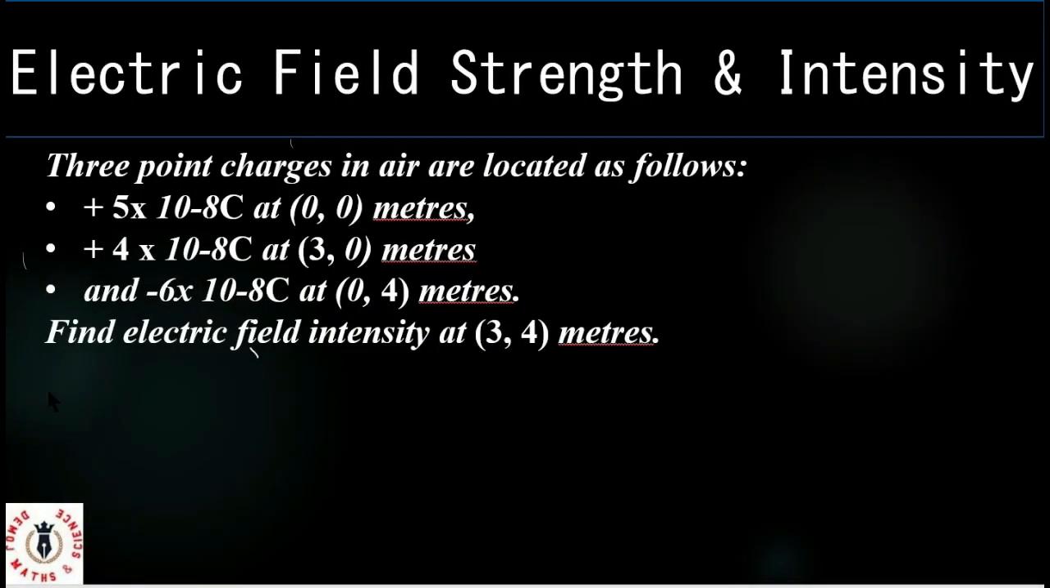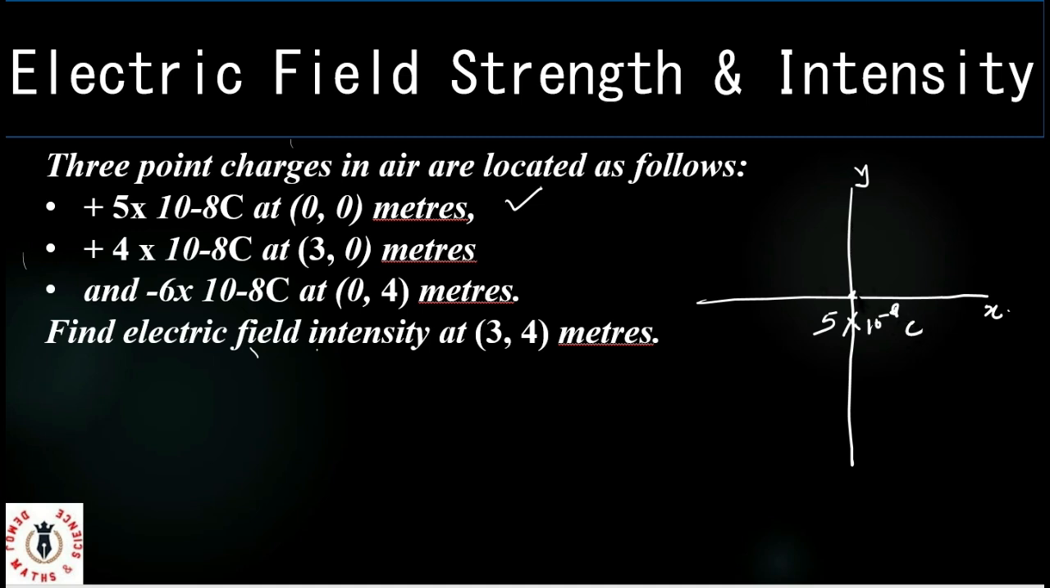Example says 3 point charges in air are located as follows: at 5 times 10 raised to power minus 8 coulomb at 0 meters. Now let's start with the Cartesian coordinate. Here's my y-axis and here's my x-axis. The first point charge of 5 times 10 raised to power minus 8 is at 0. This is the point of 0, so where the y-axis crosses the x-axis. This is my 5 times 10 raised to power minus 8 coulombs.